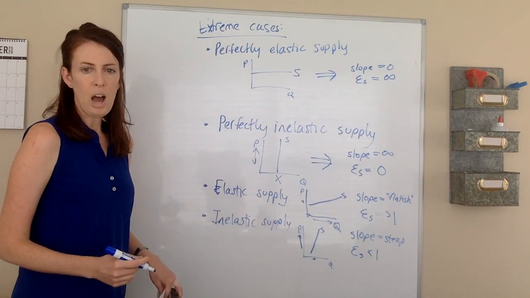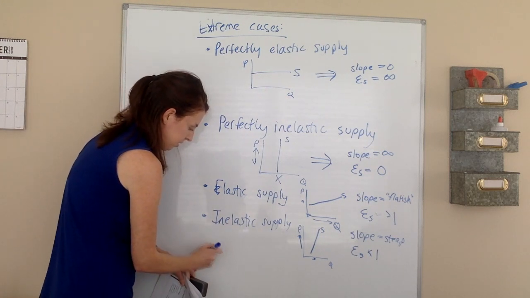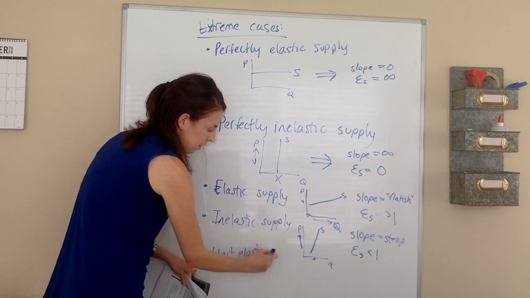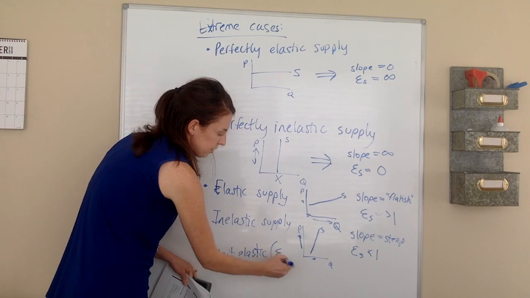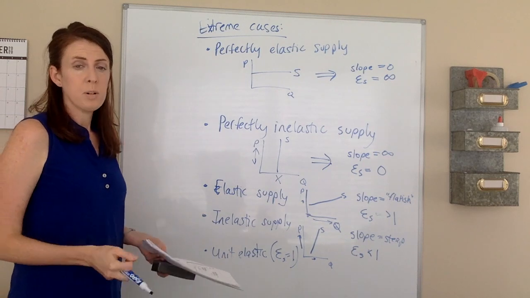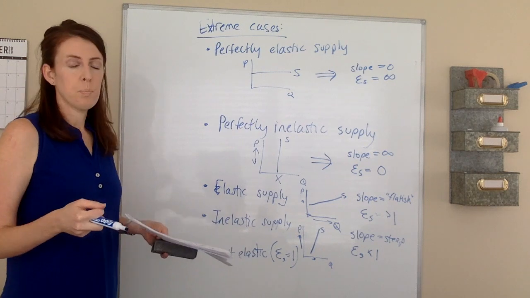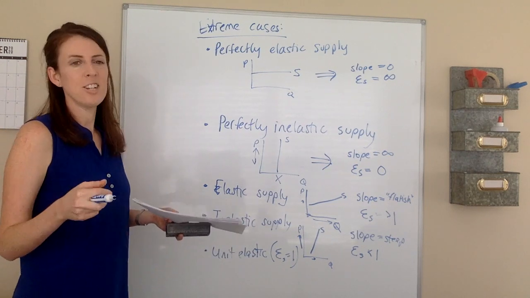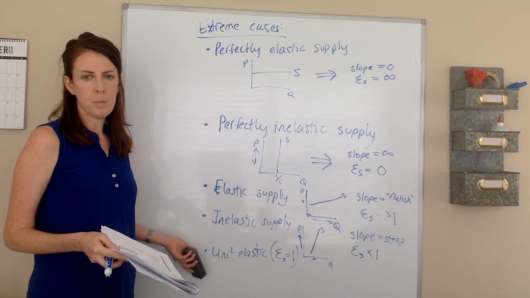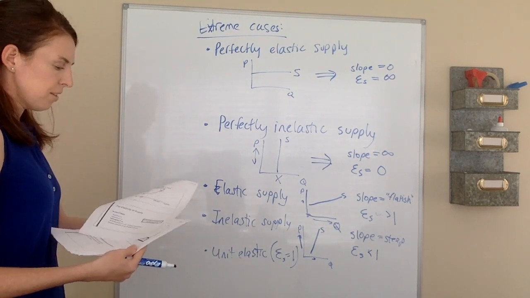And then the last option is you could have a unit elastic supply. And that would be the case where the elasticity of supply, when you use the ratios, is exactly equal to 1. So the idea is no matter what percent change in price there is, there's going to be an exactly proportional percent change in the quantity supplied. So in other words, in the unit elastic world, the numerator and denominator would be exactly of the same magnitude. Okay, so far this is a lot of repeat.